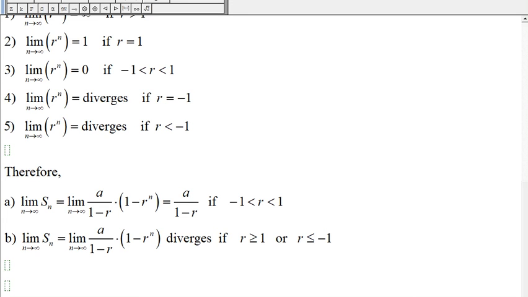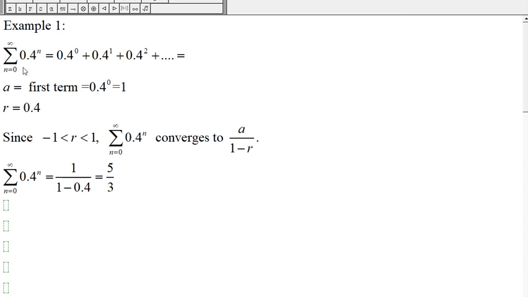And now let's look at some examples. Here we have the geometric series of 0.4 to the n, which is 0.4 to the 0 because n starts at 0, then 0.4 to the first, 0.4 to the second, and so on. a is the first term, which is 0.4 to the 0, which is 1. r is the common ratio, which is 0.4. So r in this case is between negative 1 and 1, and therefore this geometric series converges to a divided by 1 minus r. a is 1, minus r, or 1 minus 0.4, and we get 5/3. And so the geometric series right here is equal to 5/3.